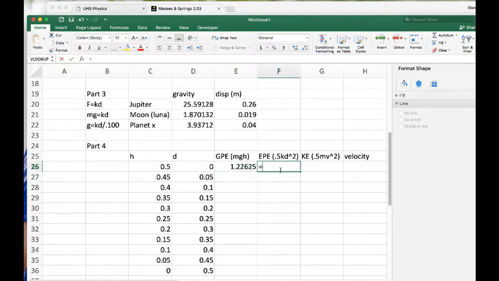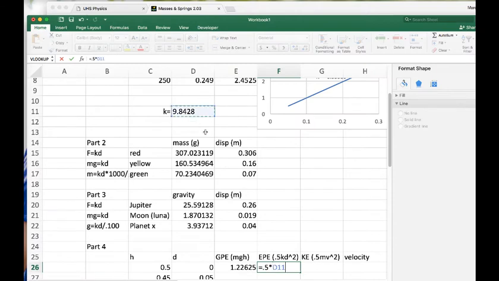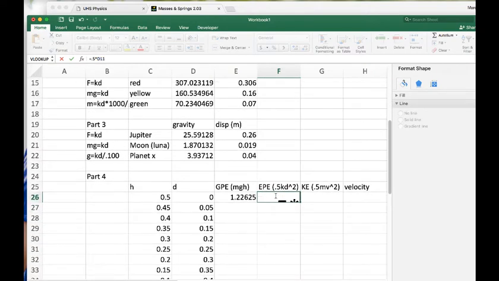Okay, well that is equal to 0.5 times the K constant, which is here, and we want that every single time. I need to do the dollar sign, K times D, which is this, squared, so 1/2 kd squared. And you'll see at the beginning there's no elastic potential energy because I haven't pulled the spring down at all yet.